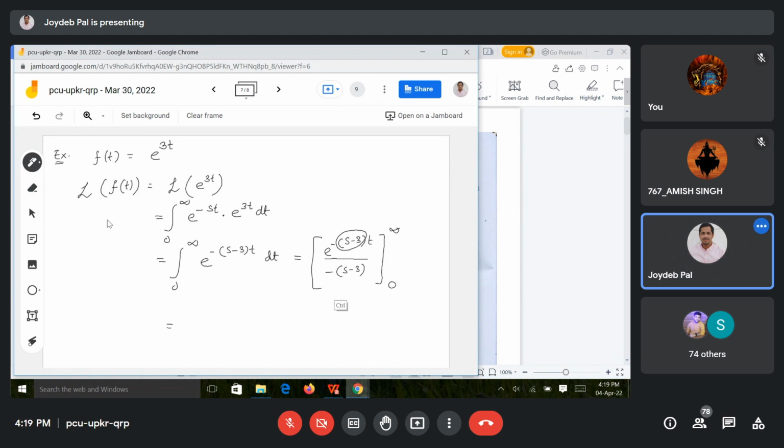Fine. If s becomes less than 3, then the power of e will become positive and it will not be 0. So if you put infinity, it is 0, and minus of, if you put t equal to 0, then it is this. So it is 1 by s minus 3 whenever s is greater than 3.